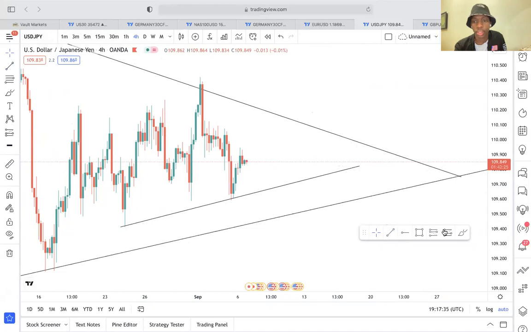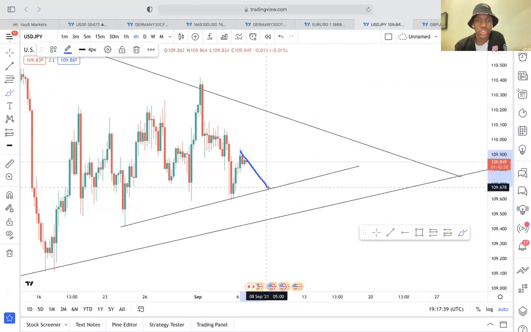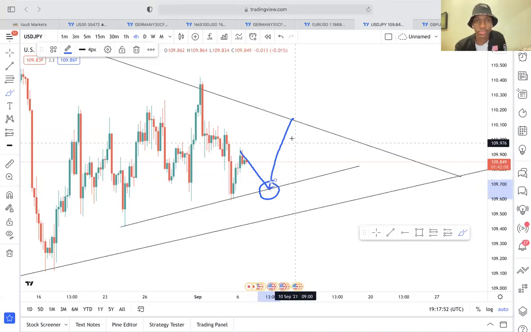So I'm anticipating USD/JPY to retrace down to the trend line, then look for buys, right? Only if the trend line is respected. However, it could be broken. We're just going to wait and see how it reacts to the trend line. And that's on H4, guys. You see, that's why it's important.